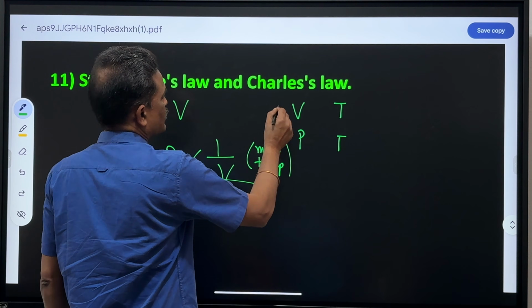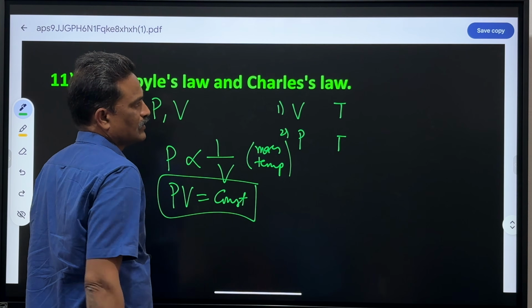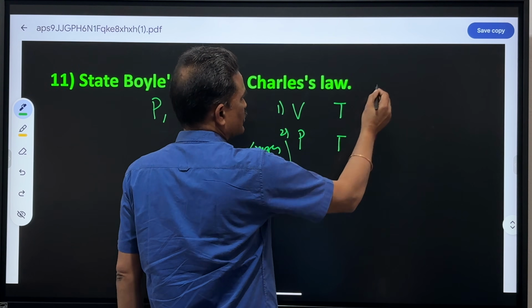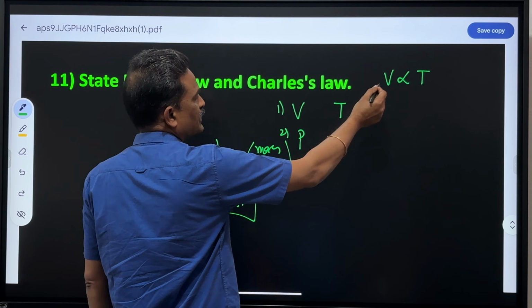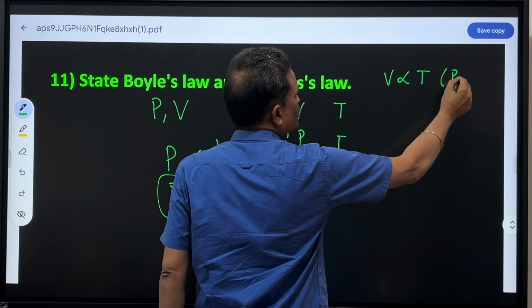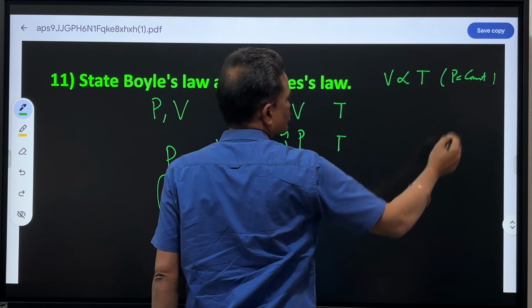Now Charles' laws, as I told you, there are two. The volume of a gas at constant pressure is directly proportional to its absolute temperature. While I am dealing with volume, I should keep the pressure as a constant. This is one.